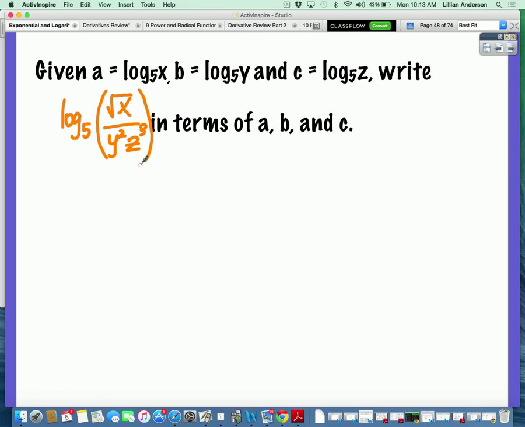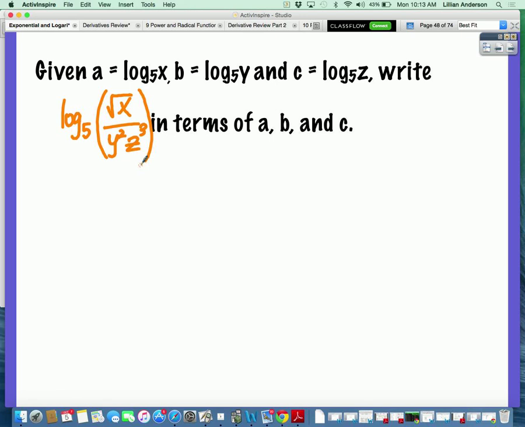Okay. So basically what this is saying is that you're given that A equals log base 5 of x, B equals log base 5 of y, and C equals log base 5 of z. You have to write this expression that's in the orange in terms of A, B, and C. Because A represents a particular log, B represents a different log, and C represents a different log from A and B.